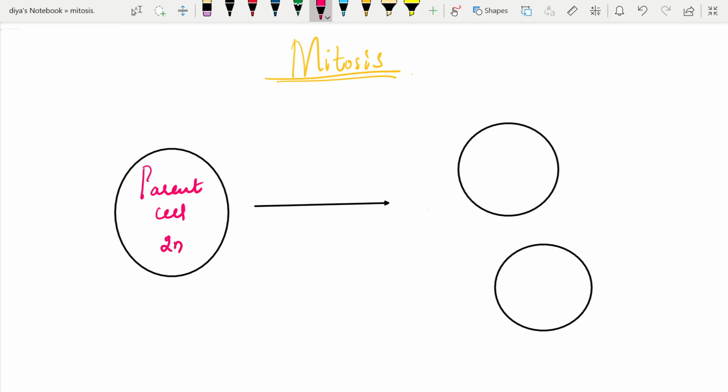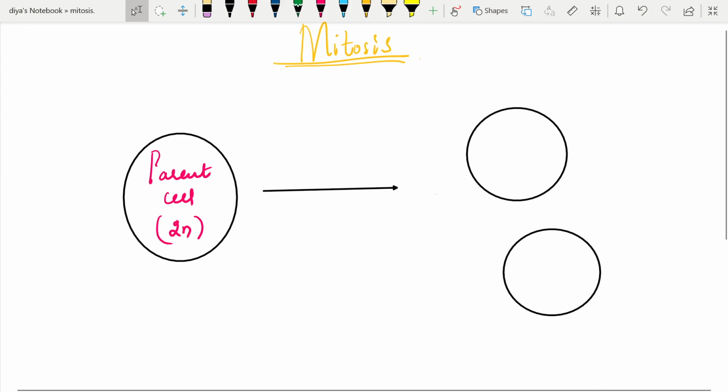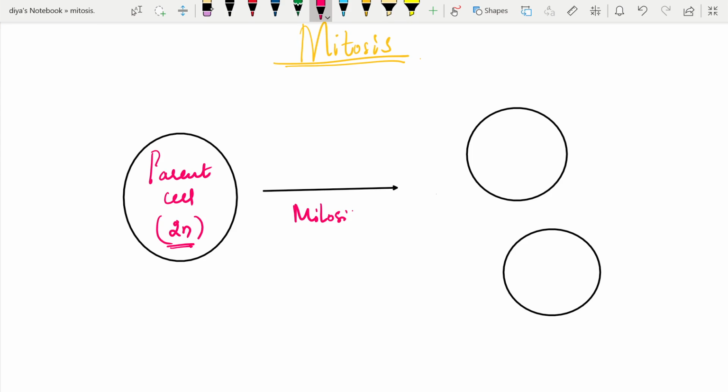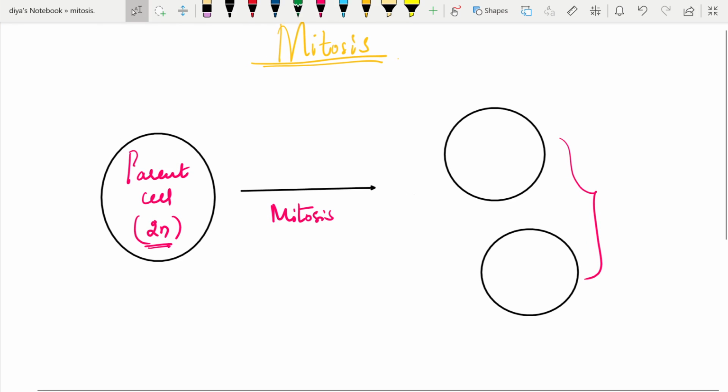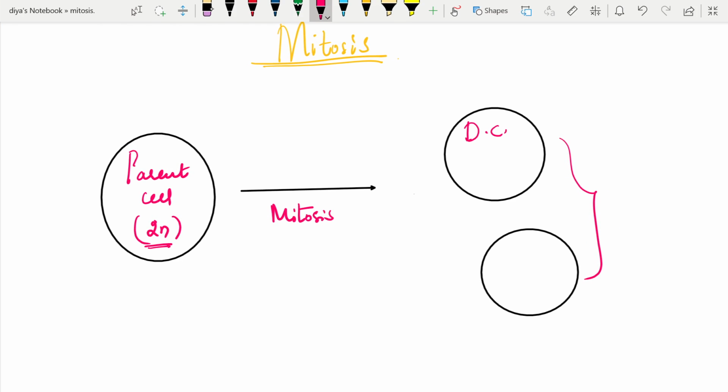For example, this is the parent cell, which is diploid. It has 2n number of chromosomes. Now this cell will undergo mitosis and produce two identical daughter cells. This is daughter cell 1 and daughter cell 2. These also have the same number of chromosomes as the parent cell.